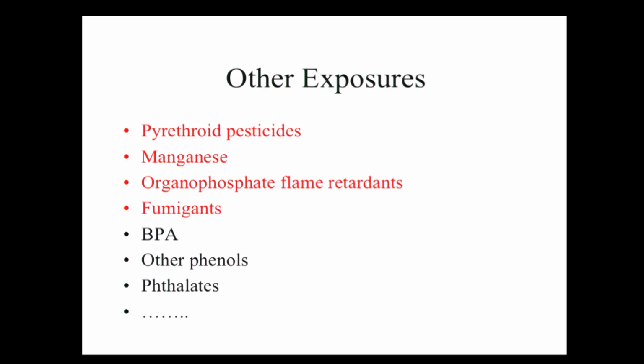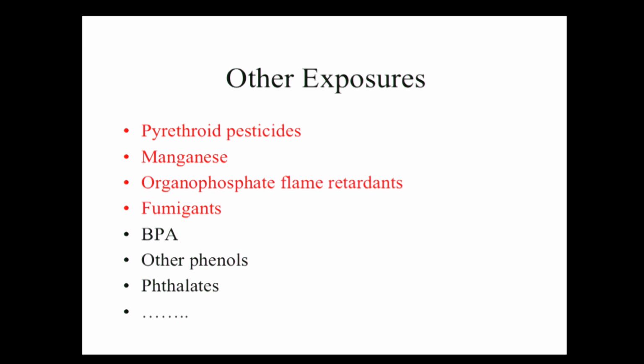We're also starting to look at other exposures, some of them related to pesticides, some of them not. But again, this underscores the plethora of things we're exposed to. Moving forward, I'm hoping that we can develop ways to deal with this. Just to summarize some of these things, we're looking at pyrethroid pesticides, manganese related to fungicide use, and organophosphate flame retardants. We're developing a proposal to look at fumigants like chloropicrin and methyl bromide. All of these in red are likely to be higher in our population relative to other populations.